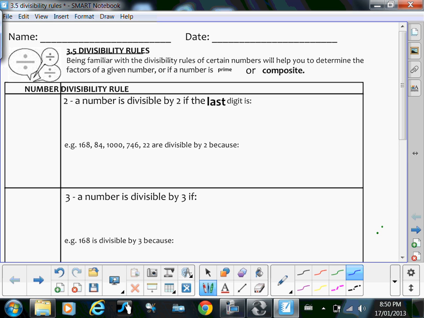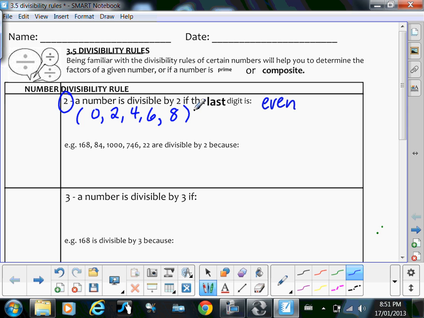Okay, the first divisibility rule we're going to look at is the divisibility rule for 2. This is something you should know already. A number is divisible by 2 if the last digit is even. So think to yourself, what's an even number? Remember, the even digits are 0, 2, 4, 6, and 8.